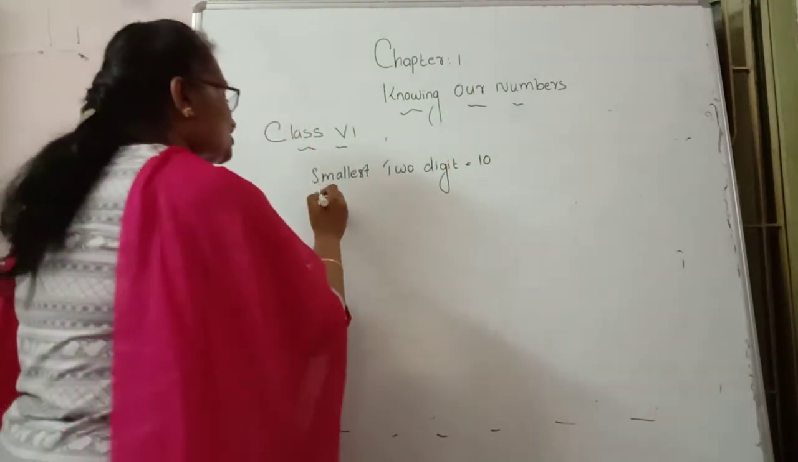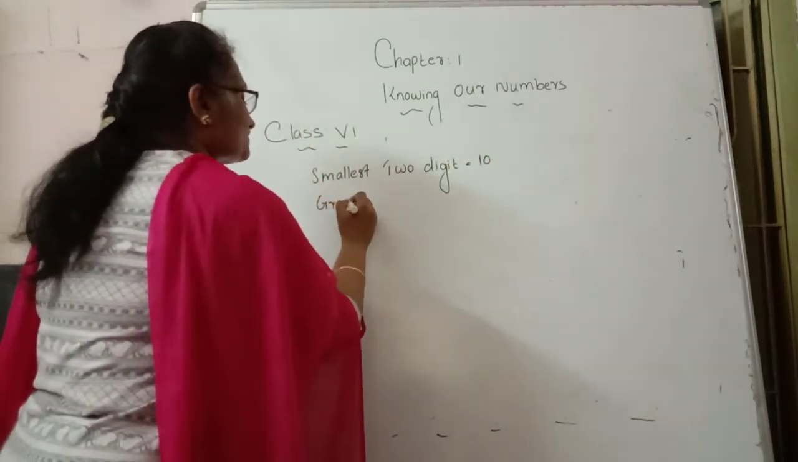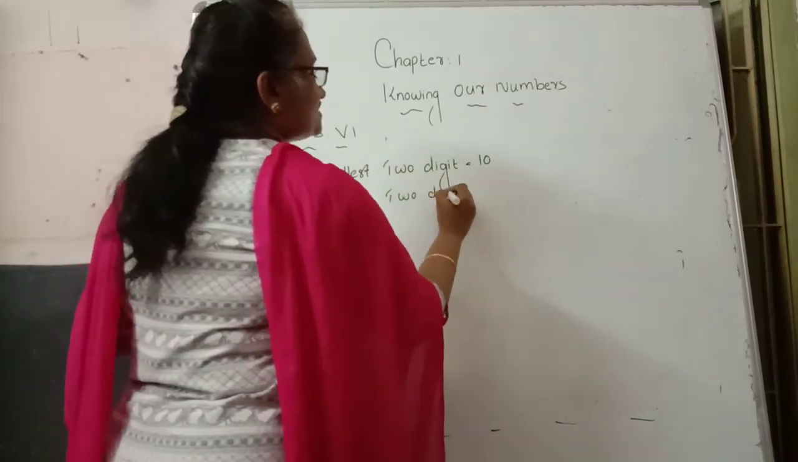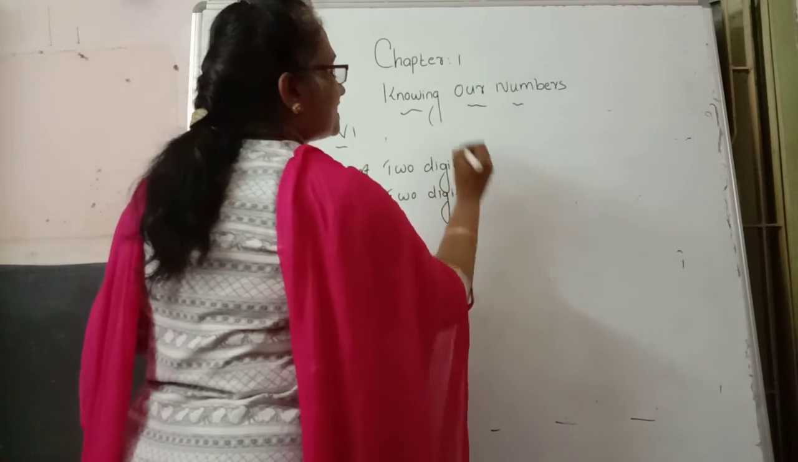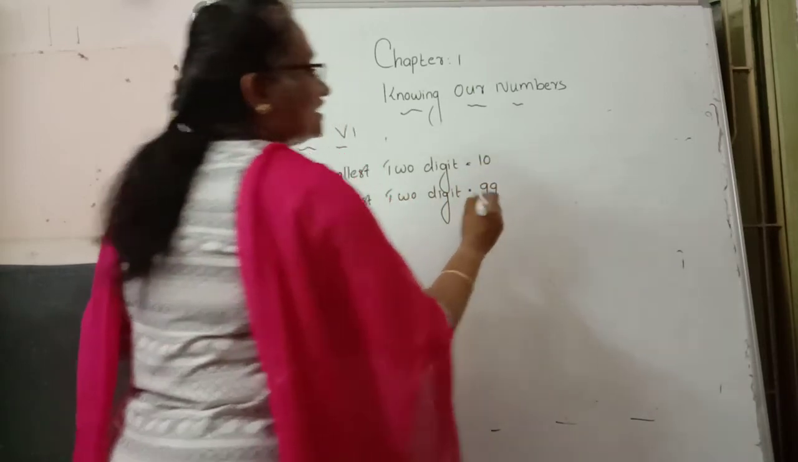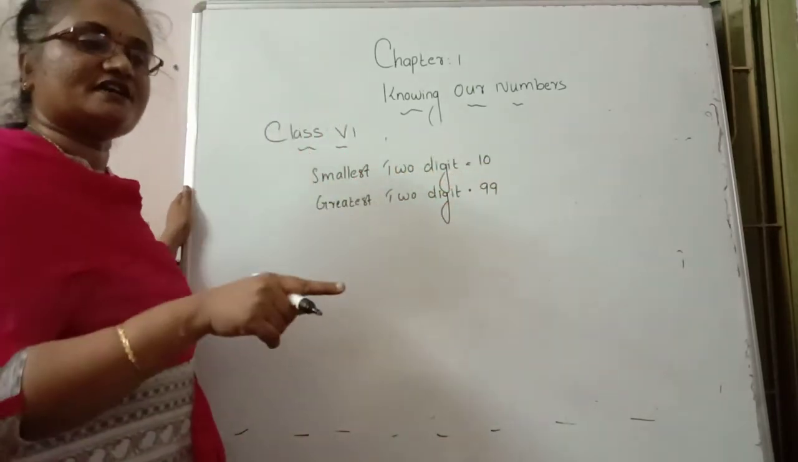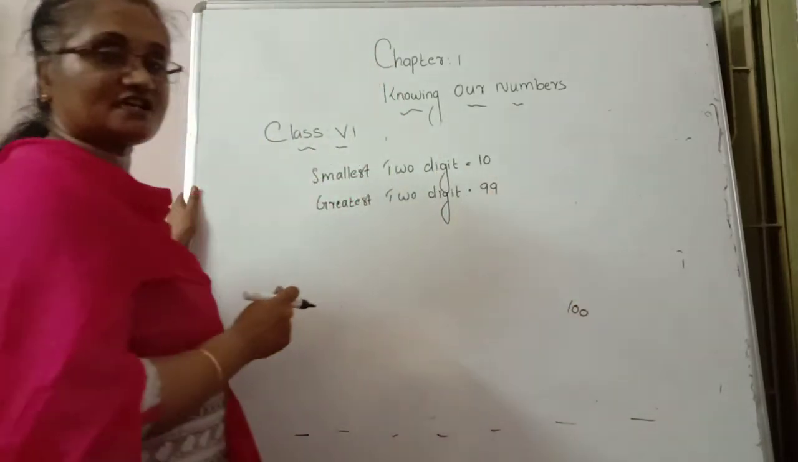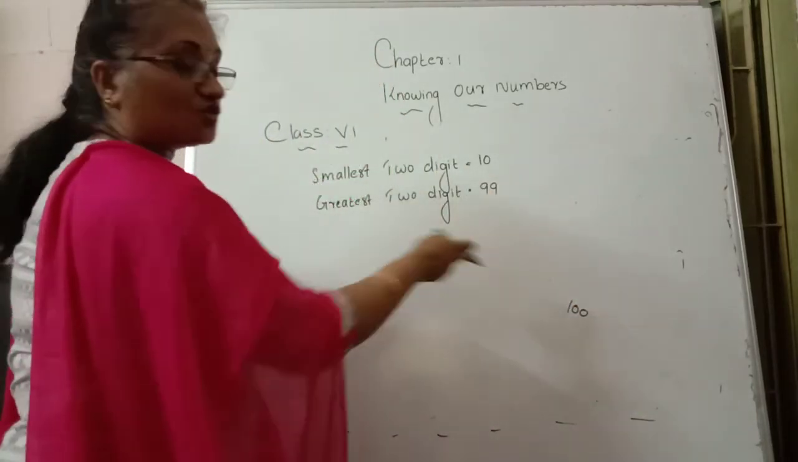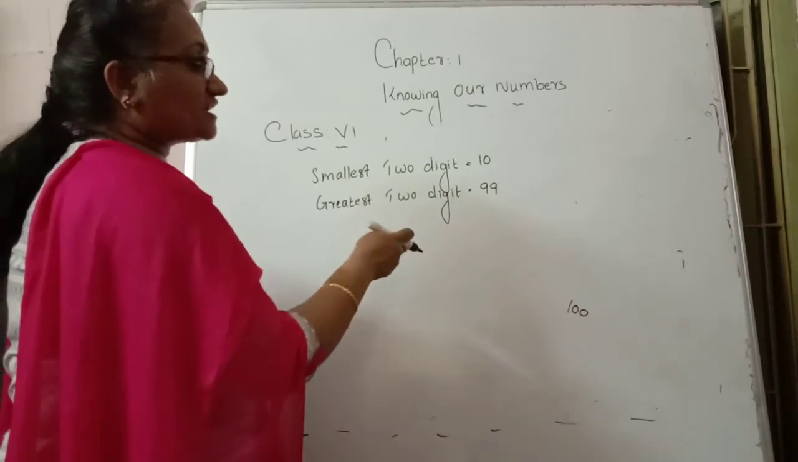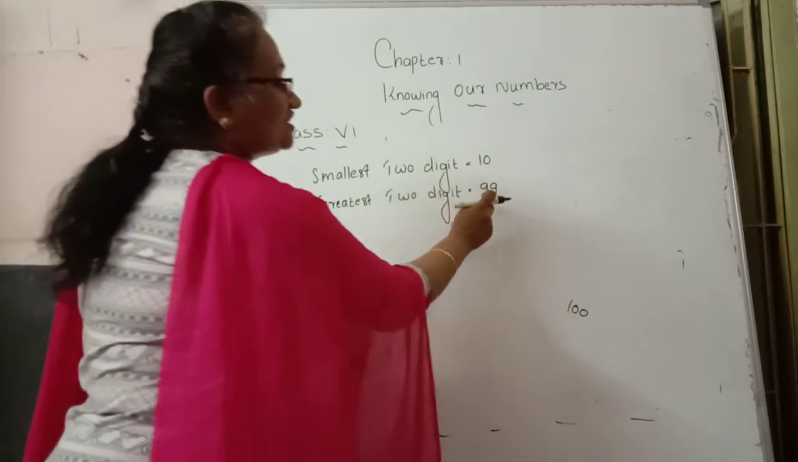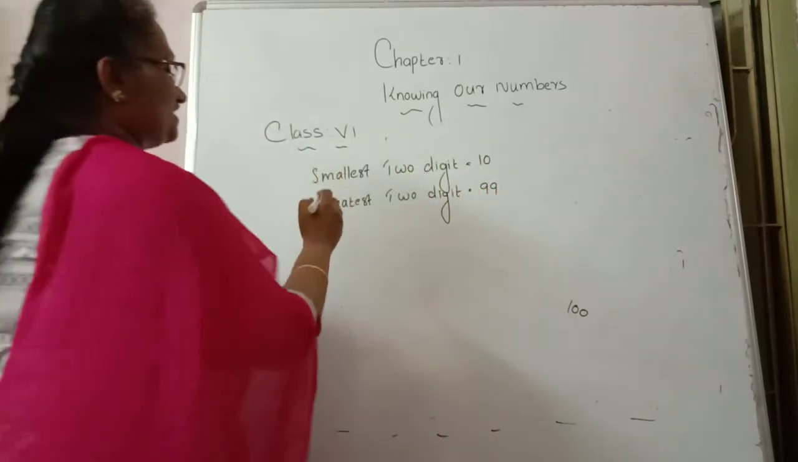Which is the greatest 2 digit number? 99. 99 plus 1 comes to be 100. 100 containing how many digits are there? 3 digits are there. That's why it is not a 2 digit number. Which is our 2 digit number? Up to 99. 99 is the greatest 2 digit number.